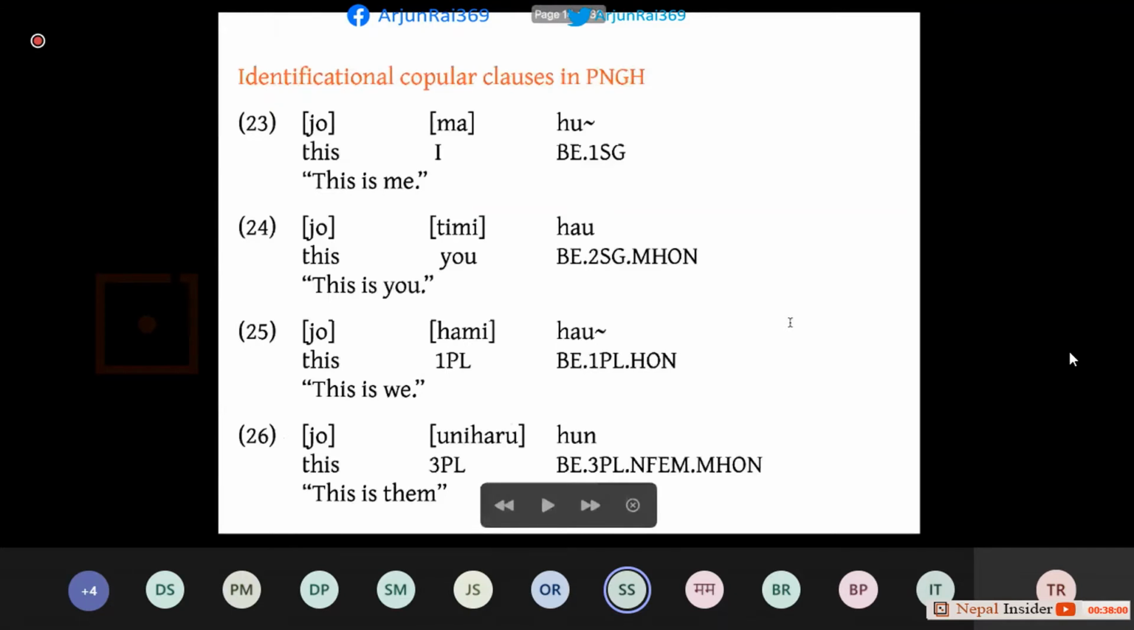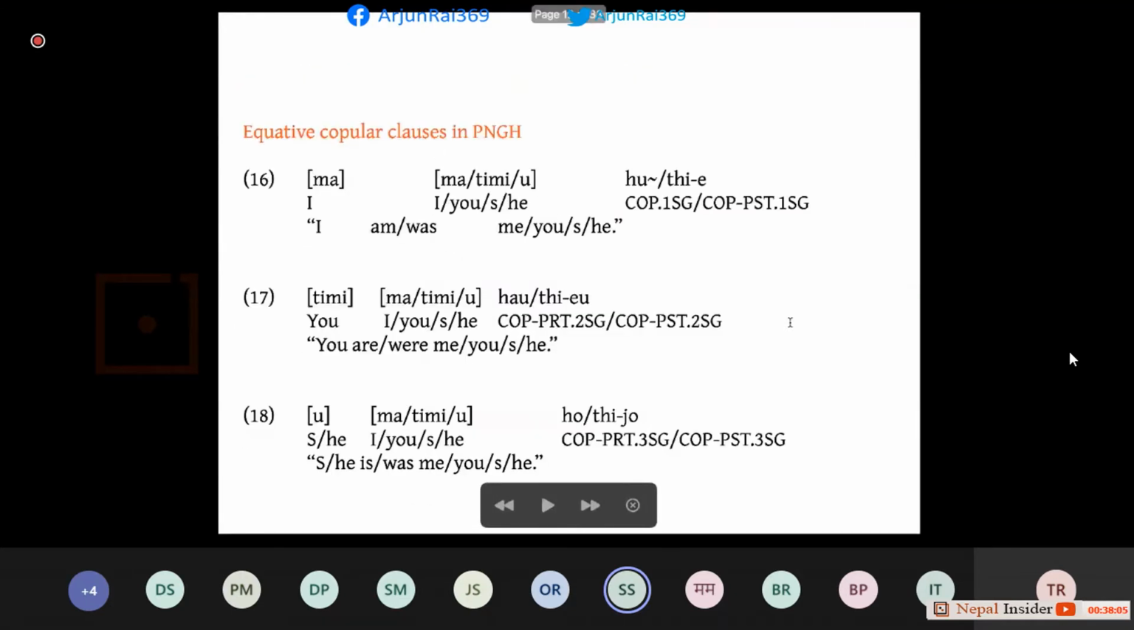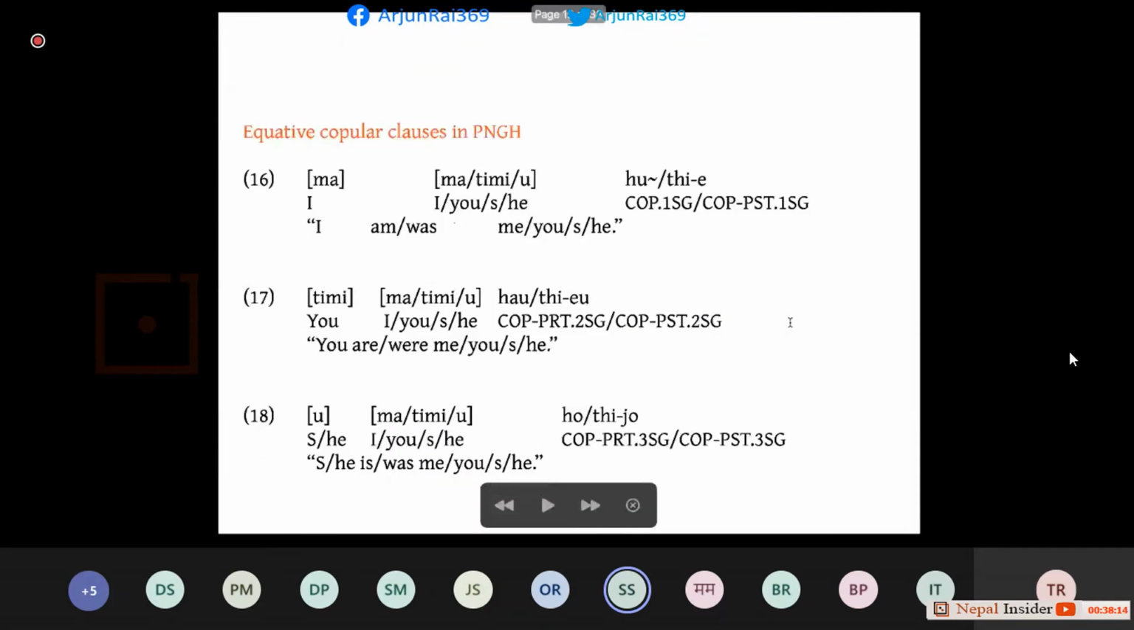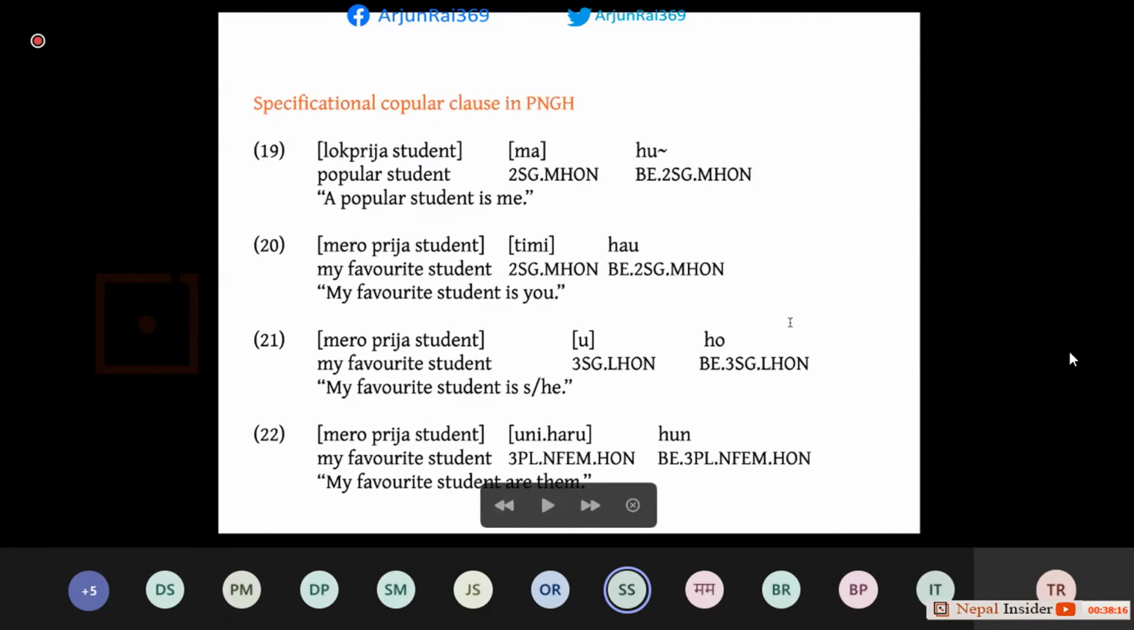If you go back, you will find it is similar in 12: Timi mero priya student hou in the predicational clause. And if you look at this specificational copular clause, Mero priya student timi hou, the agreement is still hou. So in the earlier one, the predicational, it was with NP1. In the specificational, you will find it with NP2. So is the case in 21 and 22.